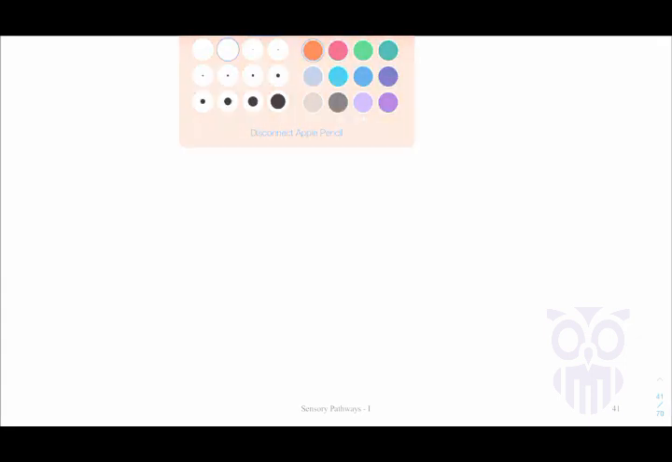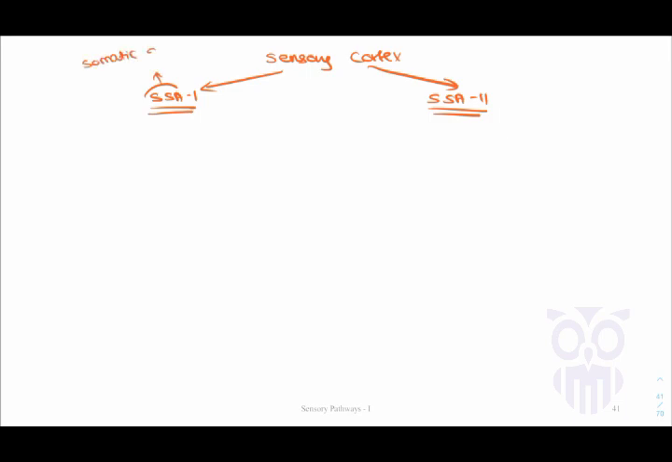So let me start. Your cortical sensory area, the sensory cortex, is divided into two parts. You have the SSA1 and you have the SSA2. What is SSA? SSA means somatic sensory area. So this is somatic sensory area 1 and somatic sensory area 2. Somatic sensory area 1 is Brodmann's areas 3, 1, 2.